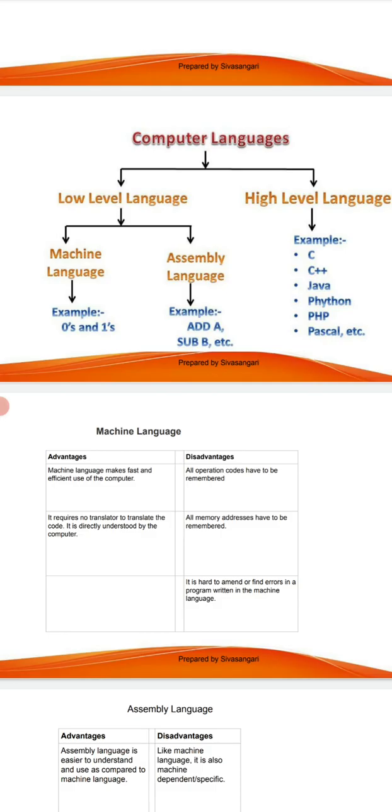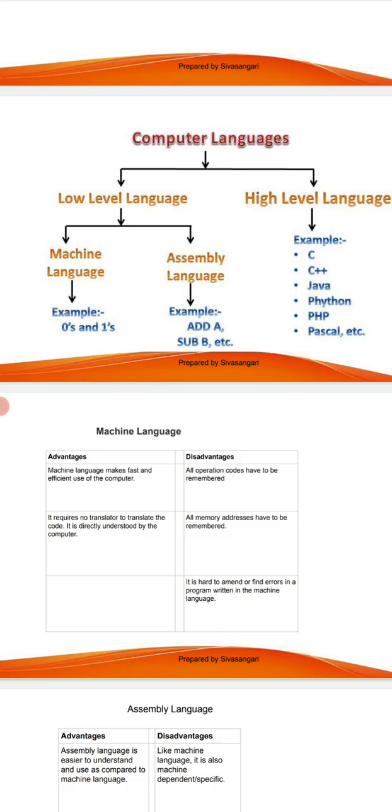Advantages and disadvantages of machine level language: first we will see about advantages. In machine level language, the execution speed is very fast and efficient to use. Disadvantages: all operation codes have to be remembered. Machine level language does not require any translator. It is directly understood by the computer. Disadvantages: all memory addresses have to be remembered.